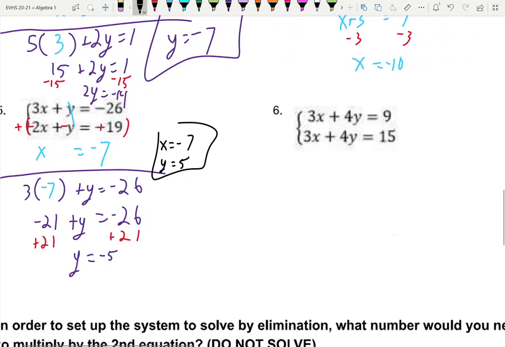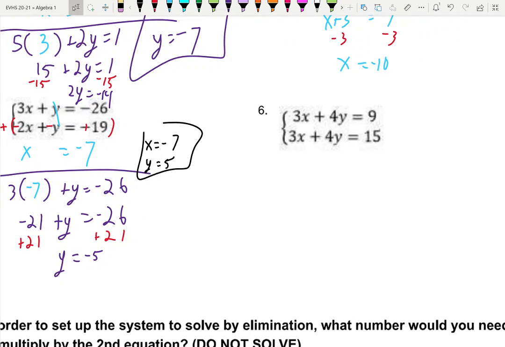Okay, number 6. I've got 3x and 4y. Let's see, I'm going to have to subtract again here. So I'm going to subtract the equations, which means I'm going to distribute the negative sign. And now 3x minus 3x, those cancel out. 4y minus 4y, both of those cancel out. And then 9 minus 15 is negative 6.